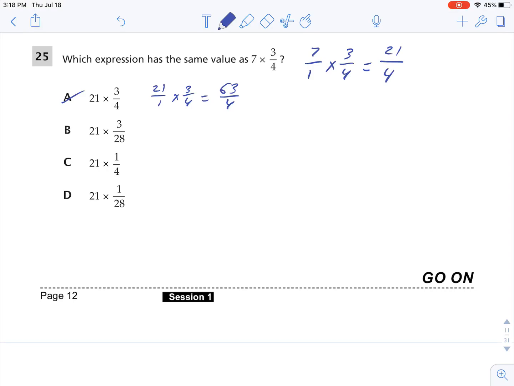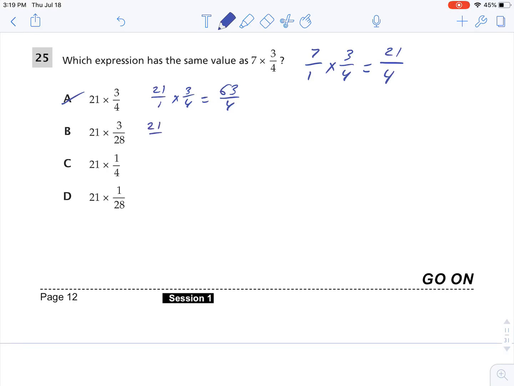B, 21 times 3 over 28. 21 over 1 times 3 over 28 equals 63 over 28. We can try to simplify this to see if we get 21 over 4, but before we do all that work, let's see if there's an expression that gives us the 21 over 4 exactly, because then we will know that that's our answer. C, 21 times 1/4. 21 over 1 times 1/4 equals 21/4. That is the same as 21/4, which is 7 over 1 times 3 over 4.